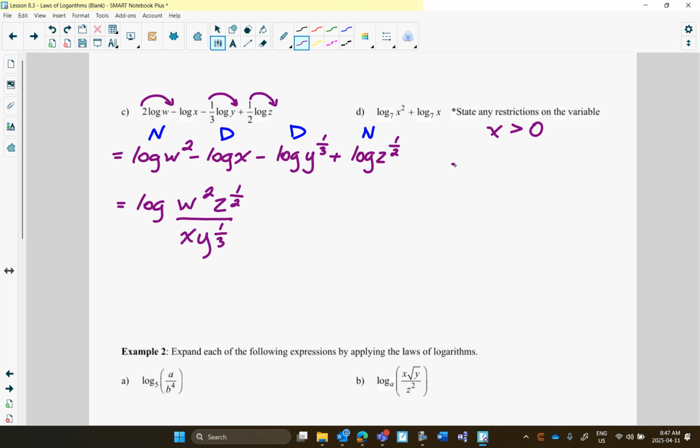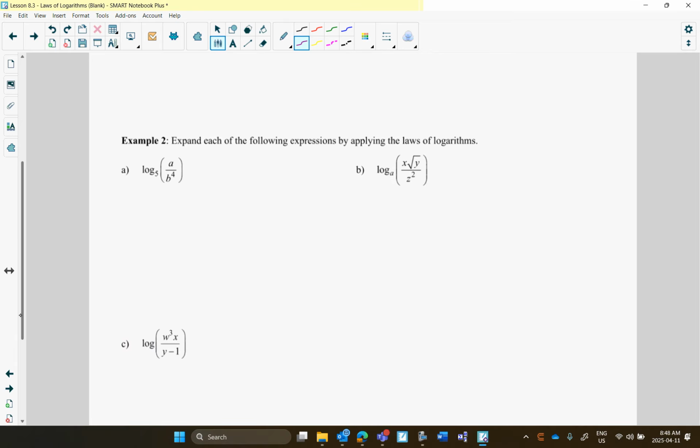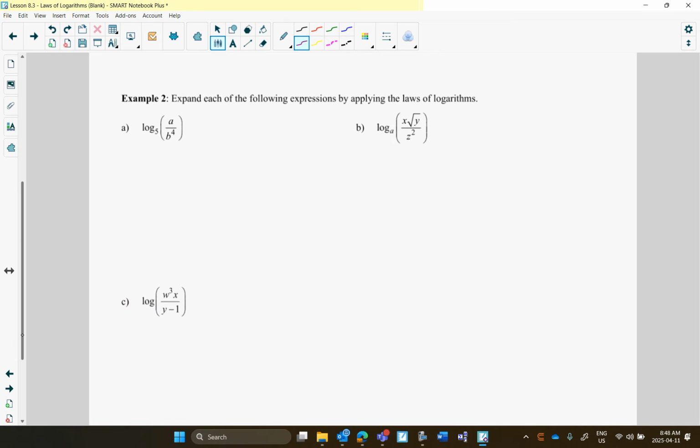Well, this looks pretty straightforward. What would this look like as a single log? X squared times X, which is X to the 3rd, or X cubed, because remember, this is the same as X to the 1st. So that's when we have expanded form and we're writing it as a single log. Remember, we can go the other way. Questions like these, where you have a single log and you have to expand it out.